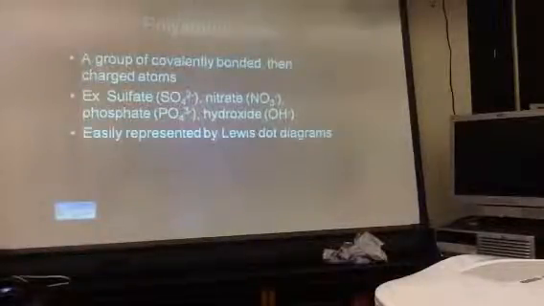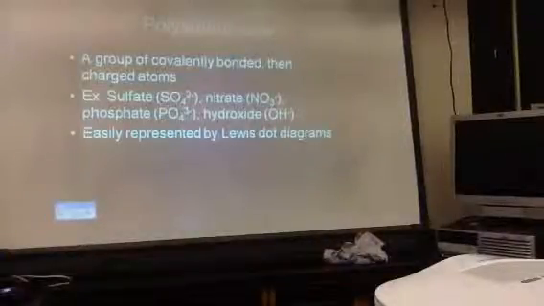You drew the nitrate ion. You'll get much more familiar with these as we go. And we can draw all of these with Lewis dot diagrams. Okay? We're going to stop right there.